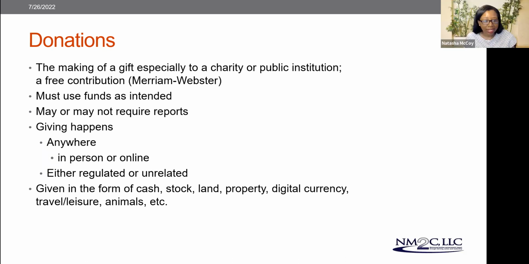Giving happens anywhere. Again, like you said, it could be a donation on the street to a child's lemonade stand, or a more formal process might be a donation to the Salvation Army. It's either regulated or unregulated, given in the form of cash, stock, land, property, digital currency. Now you have people who are able to donate in the form of Bitcoin or some other type of digital currency, travel, leisure, animals, etc. So yes, animals do count as a gift, as a donation.